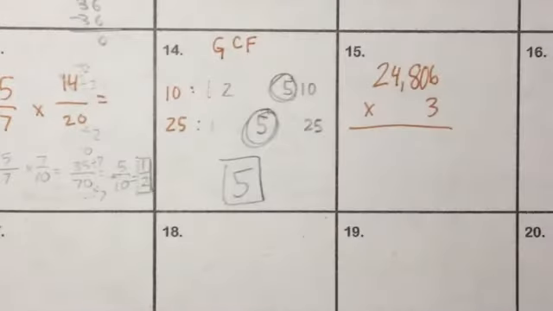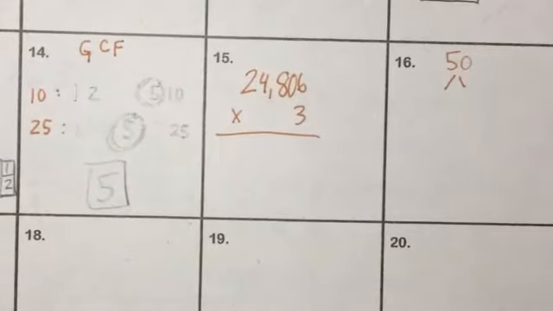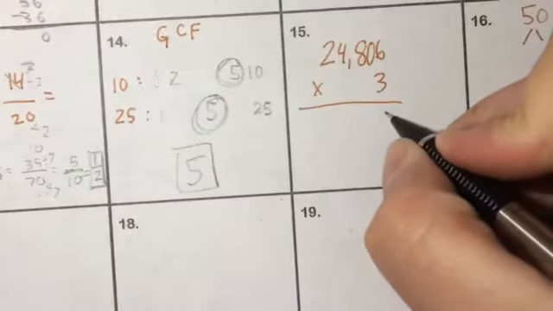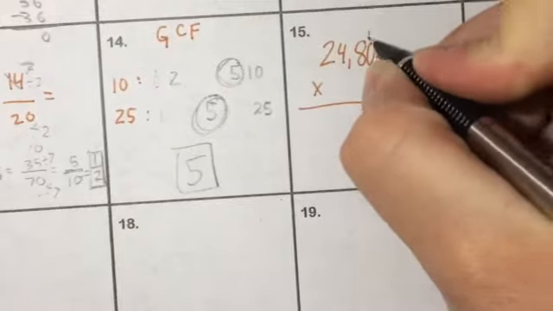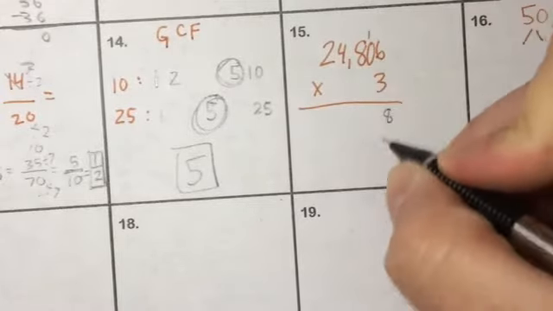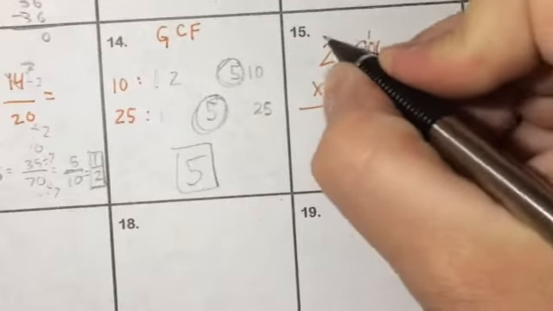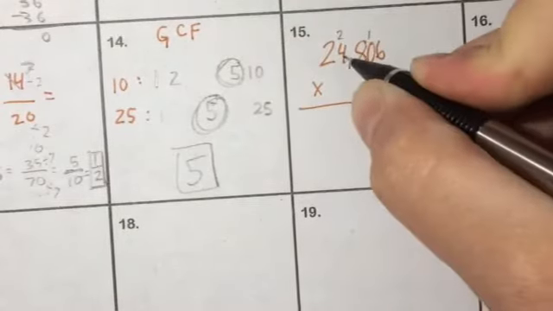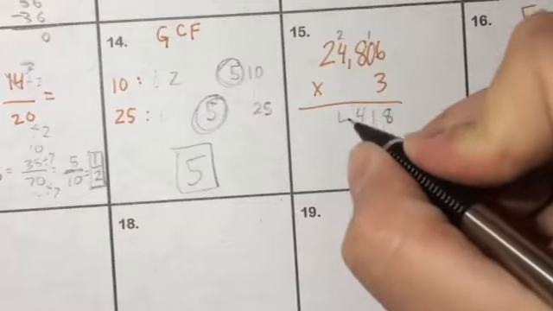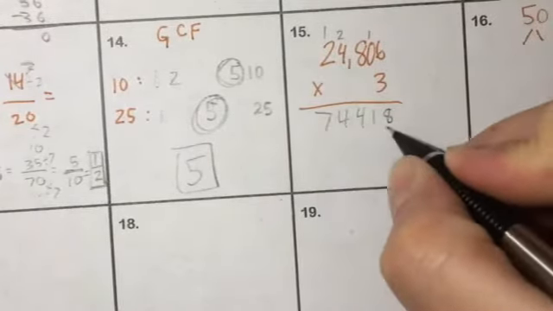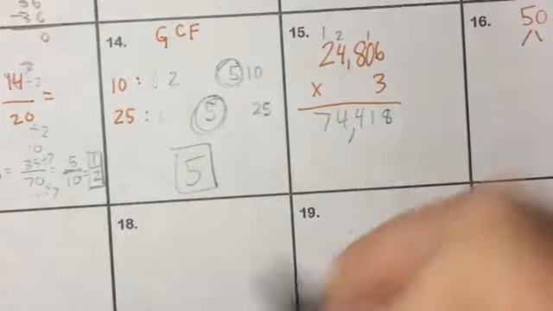All right, number 15. I need to take a look at 24,806 times 3. 6 times 3 is 18. 3 times 0 is 0 plus 1 is 1. 3 times 8 is 24. 3 times 4 is 12. 13, 14. 3 times 2 is 6 plus 1 is 7. 1, 2, 3, comma, so I get 74,418.